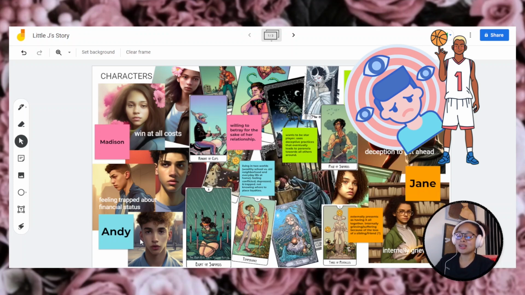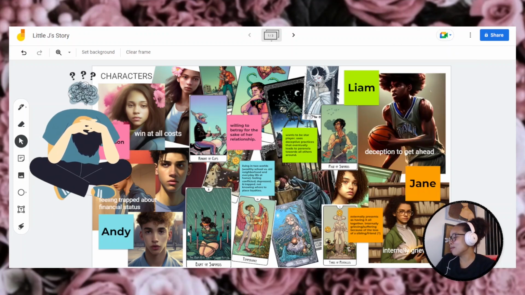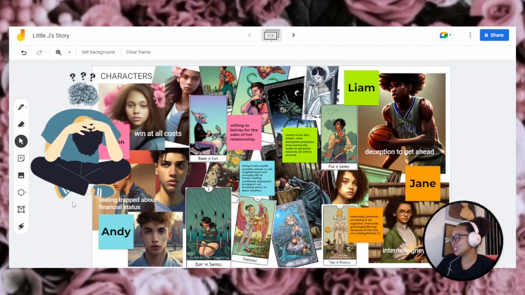Then we have Andy, our sad boy Andy. I love him. Already fell in love with this character. Sad boy Andy, he's feeling trapped about his financial status. Last time we came up with the idea that maybe these kids go to an affluent school. I said boarding school, but I think that's a little bit restrictive, so maybe it's just some kind of private school. But maybe where we go with the story, it will make sense for them to be at a boarding school. Because when I think of a boarding school, I think of a more trapped environment, right?